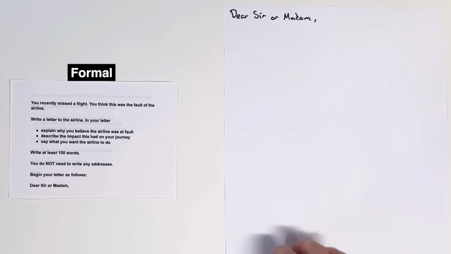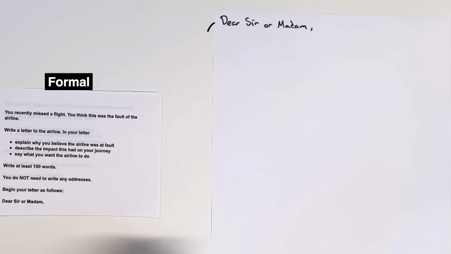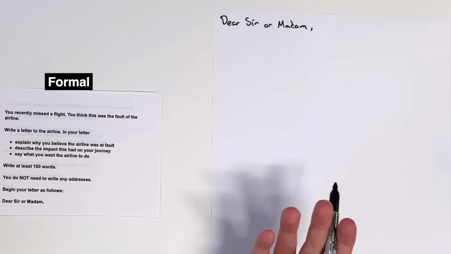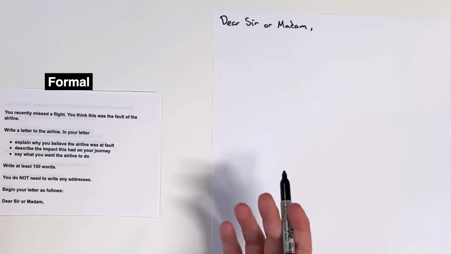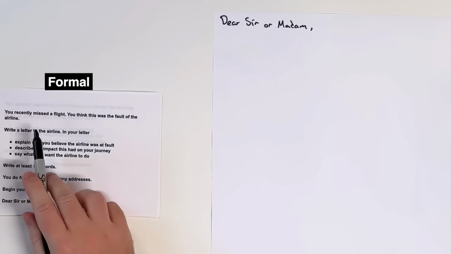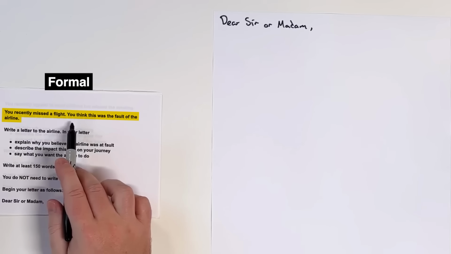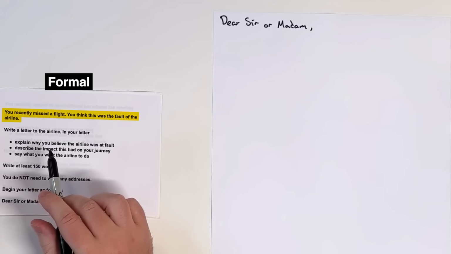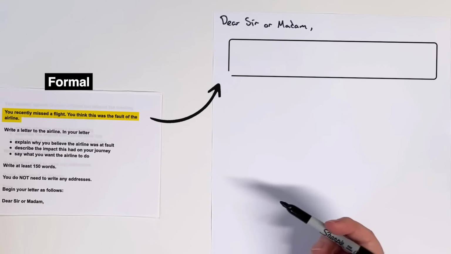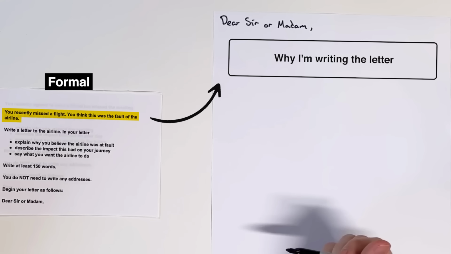So the structure we're going to use is 4 main body paragraphs in our letter. The first paragraph is the most important, and this will be our purpose. So after dear sir or madam, we're going to skip a line and we're going to write the first paragraph, which is our purpose. So how do we know what to write? Where is this? If we look at the question above the bullet points here, it will tell you exactly what to write about. So if we have here, you recently missed a flight you think was the fault of the airline. That is the purpose. That is why I'm writing the letter. So all you have to do is just look at that part of the question and you know exactly what to write in your first paragraph.